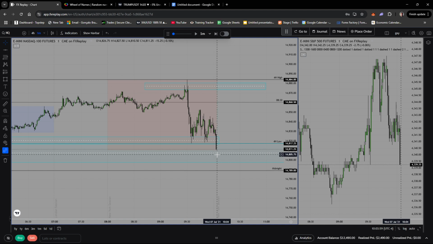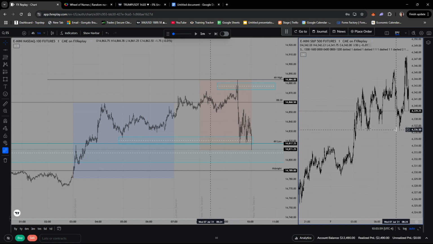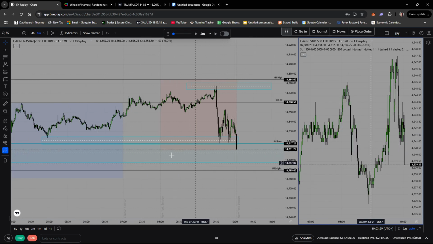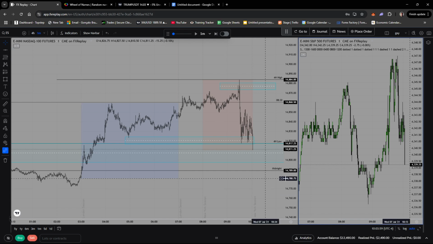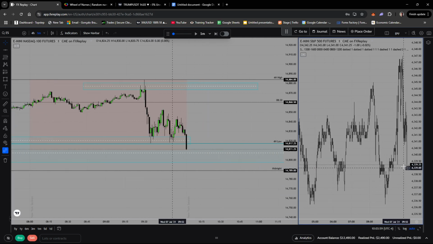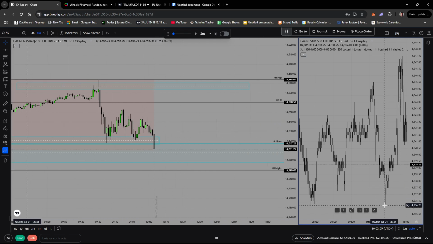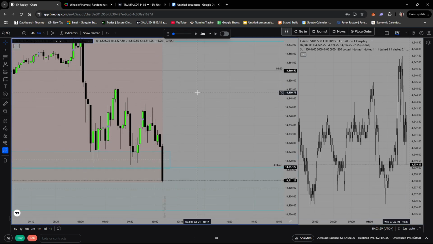SMT, does it exist? Where's my London? Where's my sessions here? Why are the sessions not loaded? Okay, let's look for London. So we've got bullish SMT. ES has not taken this low. NQ has. Okay.